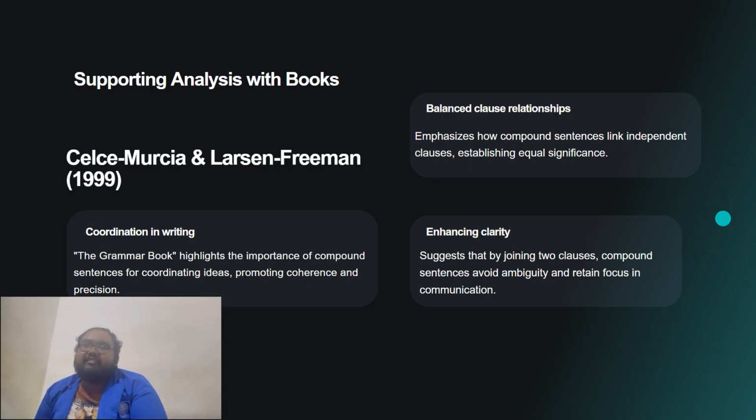Okay, supporting analysis with books: Murcia and Larsen-Freeman, 1999. Coordinating in writing. The grammar book highlights the importance of compound sentences for coordinating ideas, promoting coherence and precision. Balanced clause relationship emphasizes how compound sentences link independent clauses, establishing equal significance and enhancing clarity. It suggests that by joining two clauses, compound sentences avoid ambiguity and retain focus in communication.